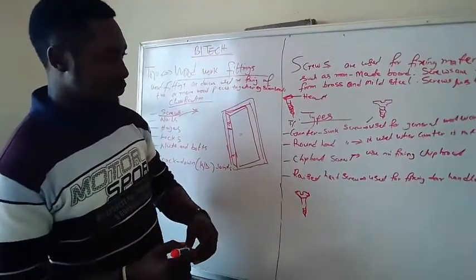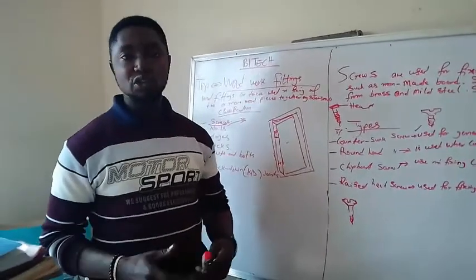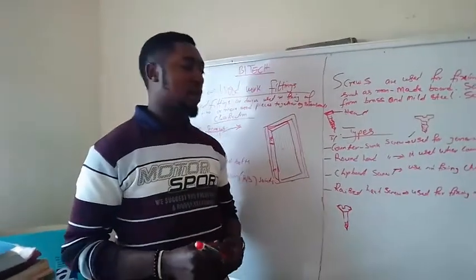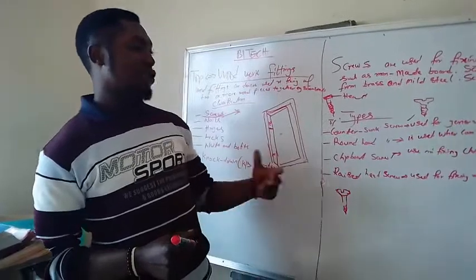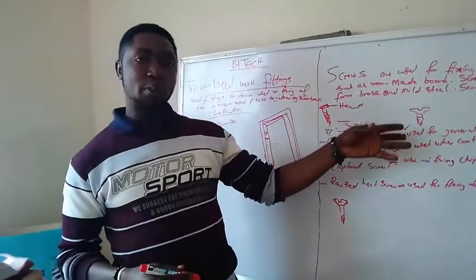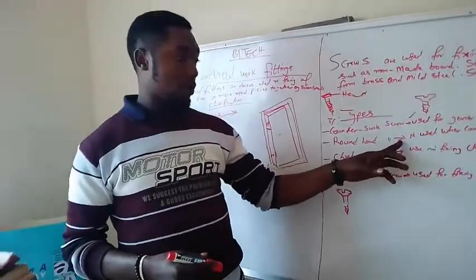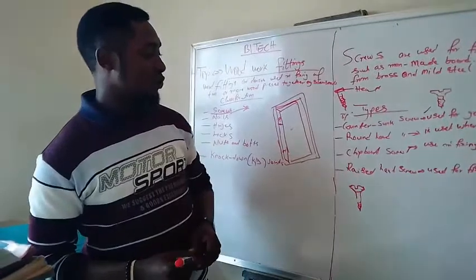And then the round head screw, it is also used in joining two or more pieces of man-made board, and especially where the countersink screw is not possible, you cannot introduce the round head screw. That is the function of the round head screw.